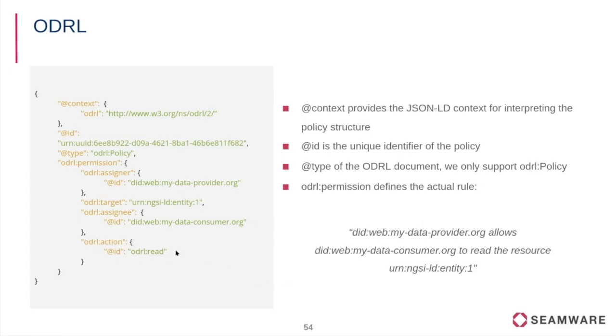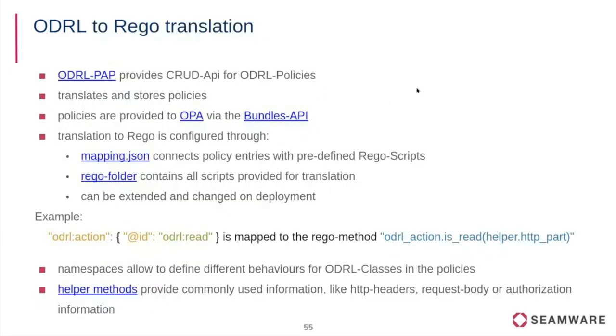If we're now enforcing this in an HTTP context, we're just saying, okay, this one is allowed to do an HTTP GET on the NGSILD sub-resource entity 1. So that's what the policy decision point will actually make of this ODRL policy. So how do we translate ODRL to Rego?